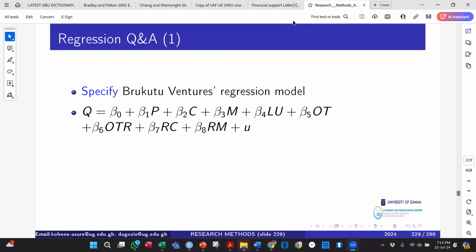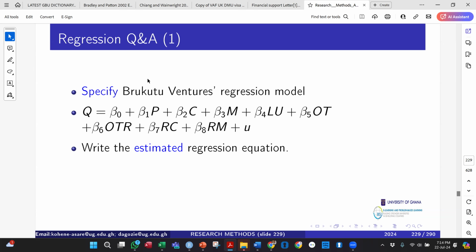Okay. The next question is to specify the entire regression model. Sorry, that's what we got. The next one is to write the estimated regression equation. Write the estimated regression equation. How do you do that? Well, look at it. We did it last time.